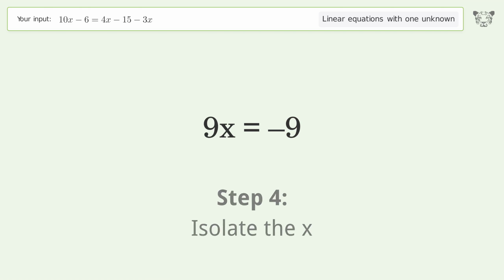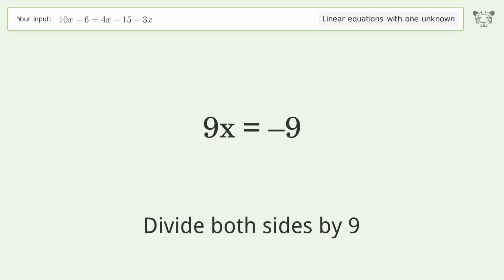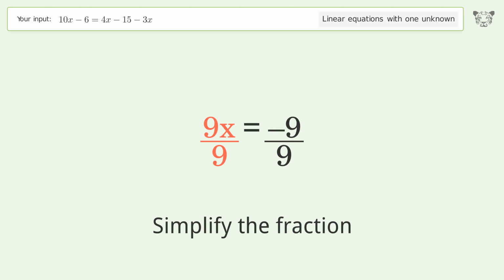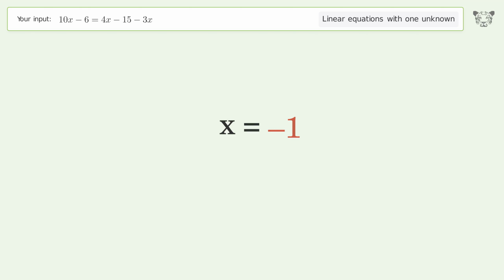Isolate the x. Divide both sides by 9. Simplify the fraction. And so the final result is x equals negative 1.